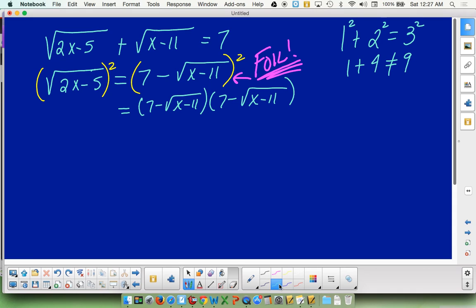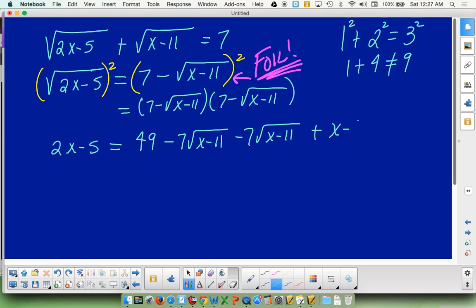Okay, so left side's going to become 2x minus 5. Right side's got to be foiled. First, 7 times 7 is 49. Outers are negative 7 times the square root. Inners are negative 7 times the square root. And lasts are square root times itself, x minus 11.